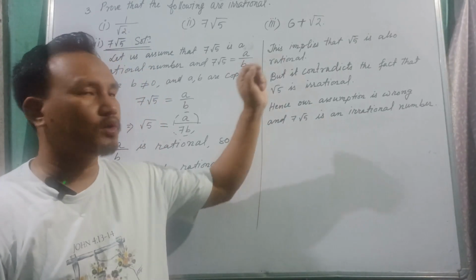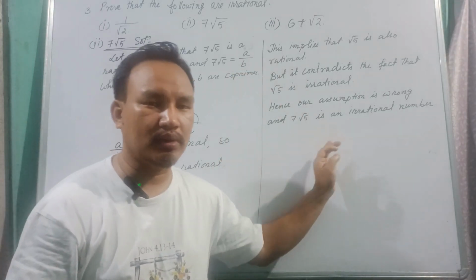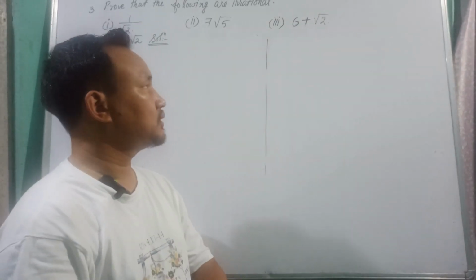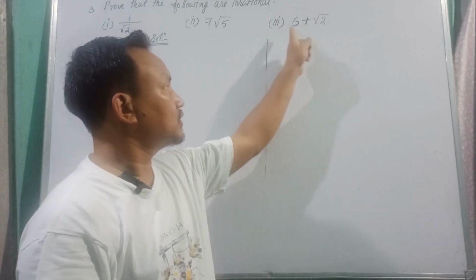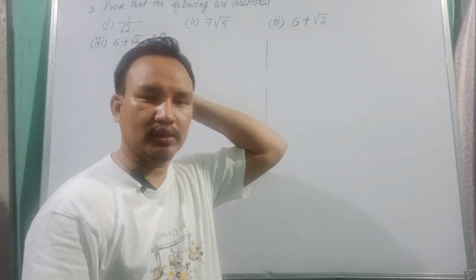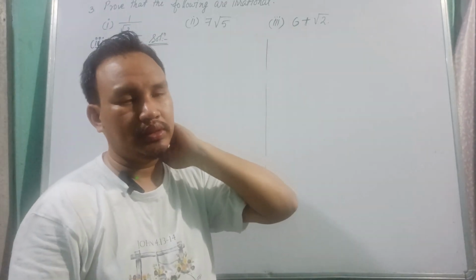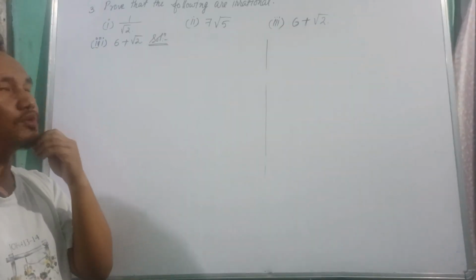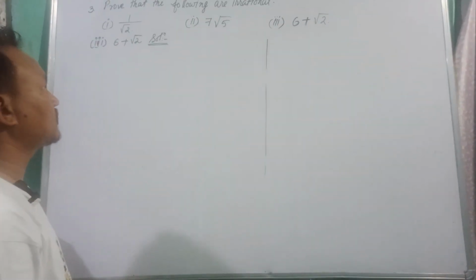Okay, so one more is left. Let's do it. Let's go to the next question. We have to prove that 6 plus root 2 is irrational. This is number 3 of question number 3, from exercise 1.2, the new syllabus.